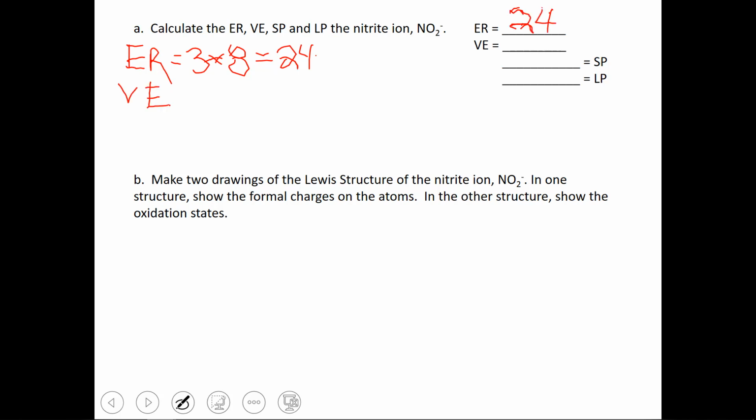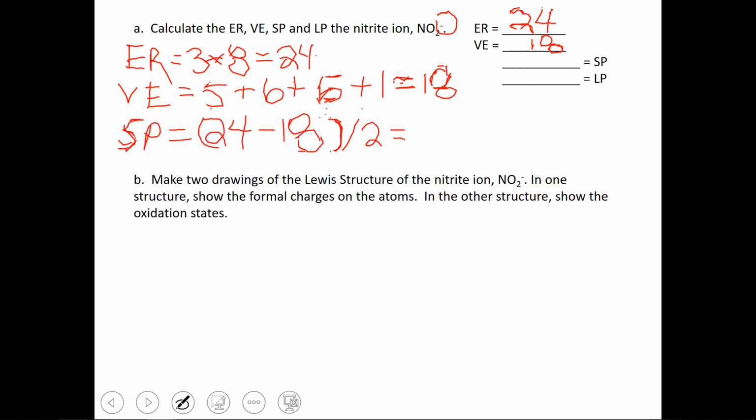Valence electrons is the number of electrons we actually have to work with. Nitrogen has 5 valence electrons. We have 2 oxygens, each with 6 valence electrons. And our ion has a -1 charge, so we add 1 more electron. This gives us 18 valence electrons.